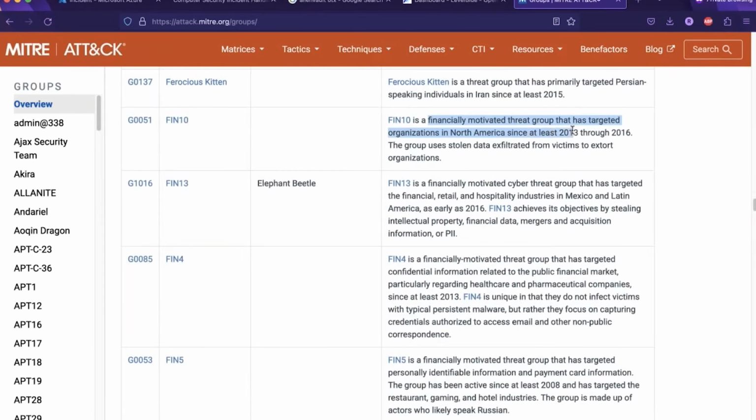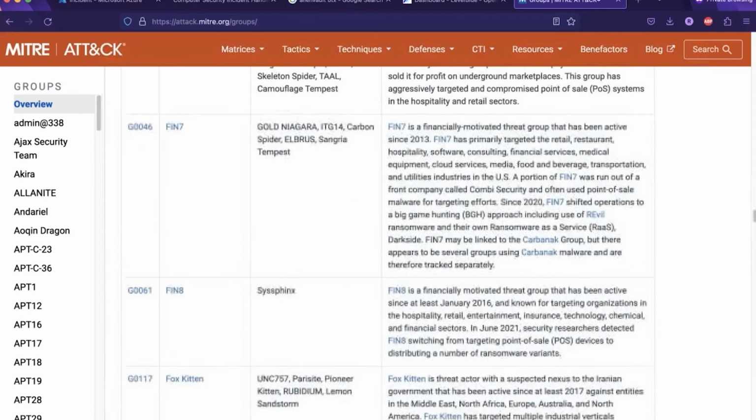FIN10 is a financially motivated threat group. So what are financially motivated threat groups? These groups make their living by committing cyber crimes. They are in it for financial profit, financial gain. They will leak data, sell it, and simply get more money out of it. This group targeted North America from 2013 to 2016, and stole data and used exploitation of victims to extort organizations. So you can see the different groups that are active here.